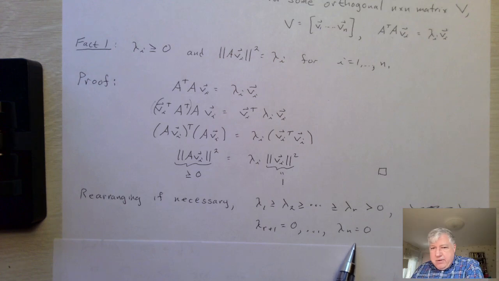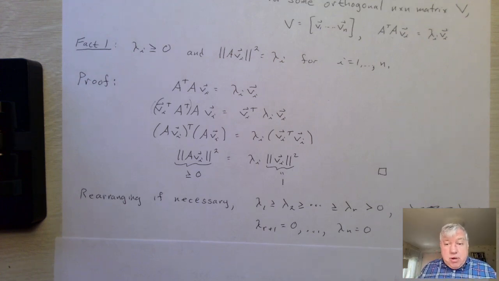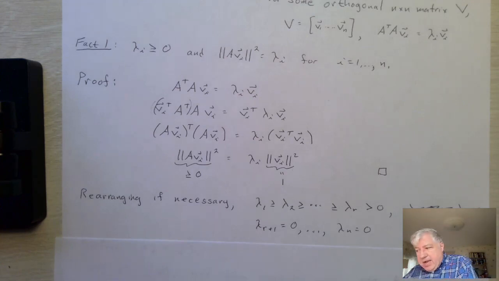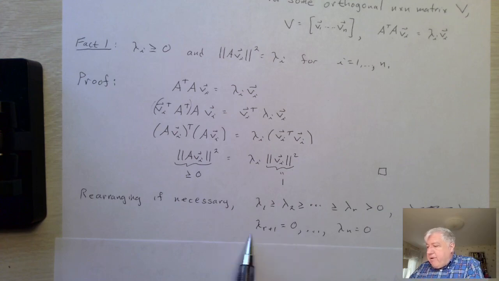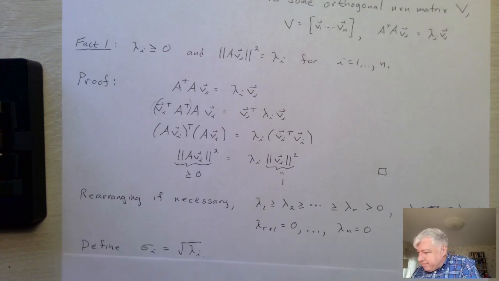All the other eigenvalues are 0. Now, we're not saying that one of the eigenvalues has to be 0. It might be that they're all positive, in which case R is equal to n. But that's what the significance of R is.